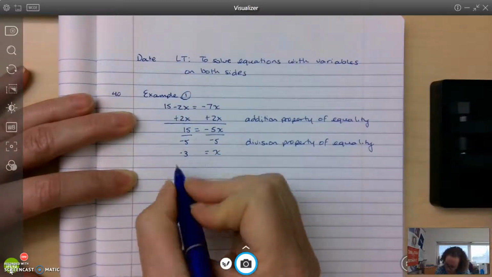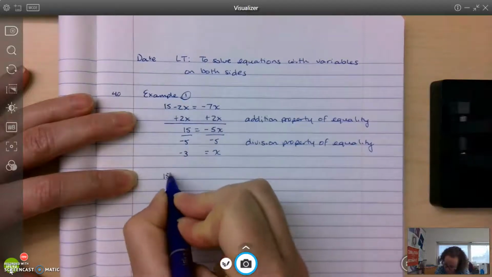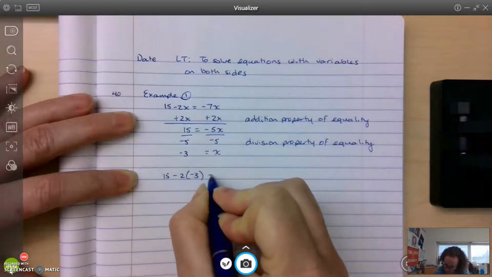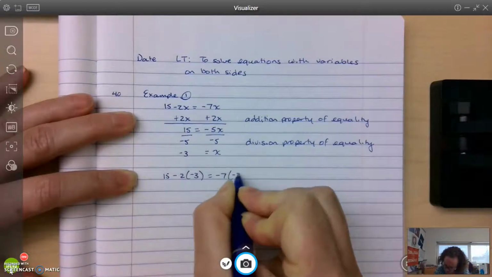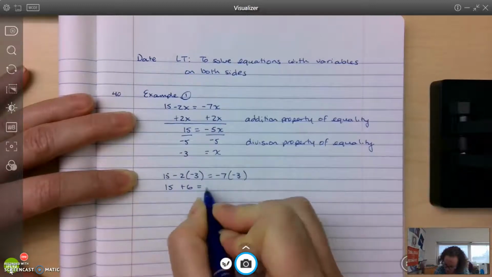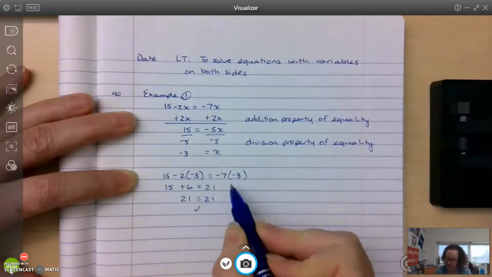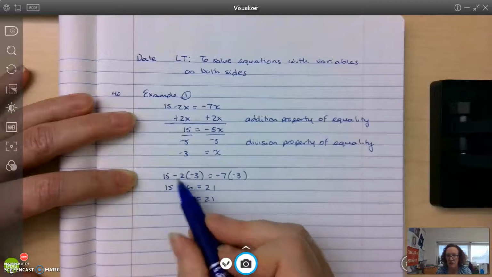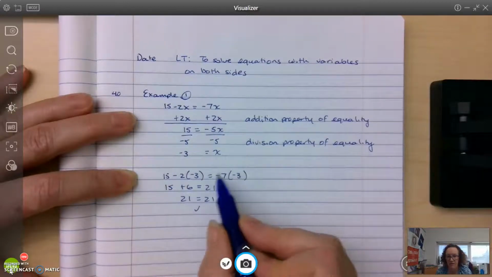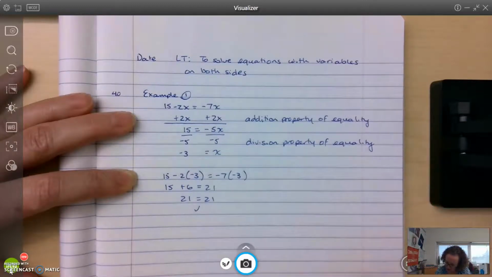I'm not done yet. I want to check. And again, I want to check with my very first equation. So I'm going back to the beginning. I've got 15 minus 2 times negative 3 equals negative 7 times negative 3. So I've got 15 plus 6 equals 21. And 21 does equal 21. And for the first time, we're actually having to simplify on both sides of the equation because we had a variable on both sides. So again, we want to do that check.